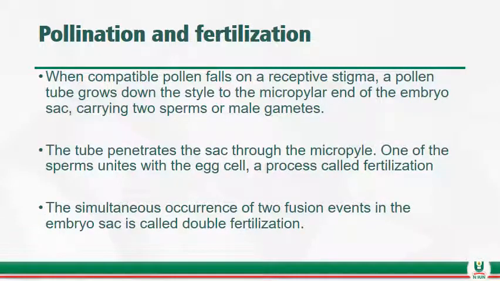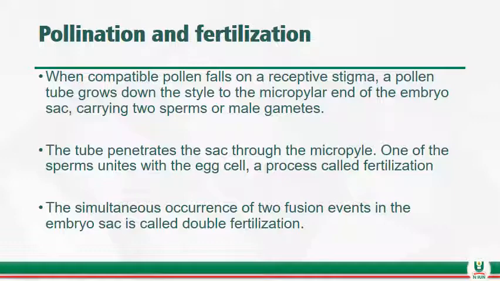Now, when compatible pollen, that word compatible is important, because if it is not compatible, then fertilization cannot take place. If the pollen is not compatible, or if it is sterile, then it cannot fertilize the female part, which is the stigma. So the pollen has to be mature. The stigma that wants to receive the pollen also has to be mature, it has to be receptive.